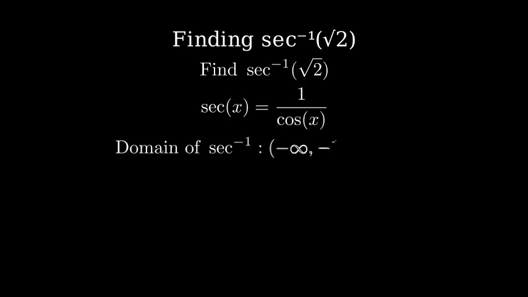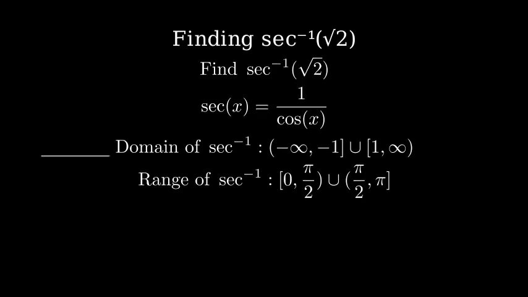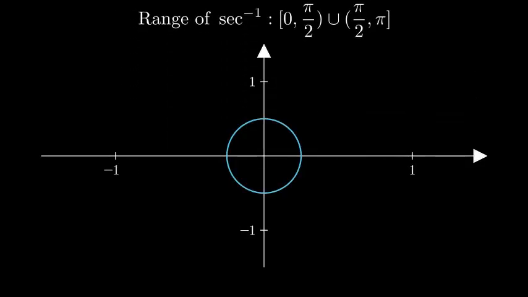For inverse secant, the domain is all numbers less than or equal to -1, or greater than or equal to 1. The range is from 0 to pi, excluding pi over 2. Let's visualize this on the unit circle. When we're looking for sec inverse of square root of 2, we're asking, at what angle is the secant equal to square root of 2?